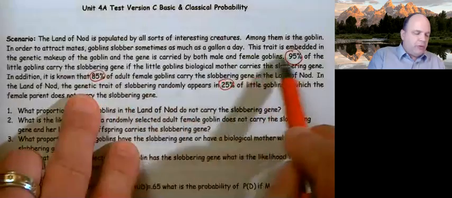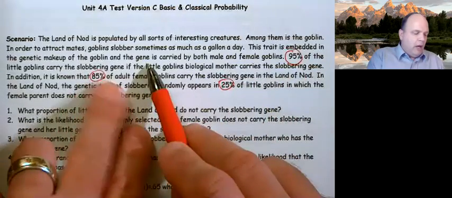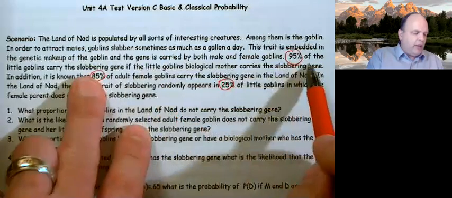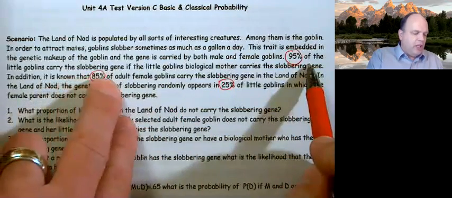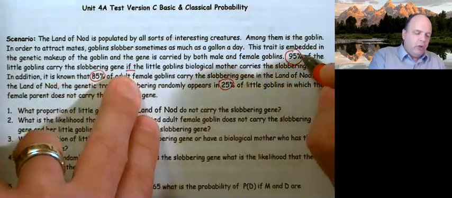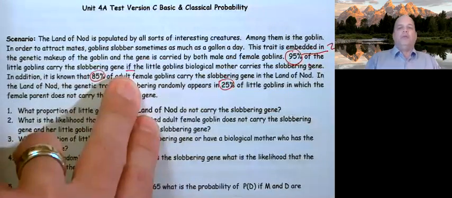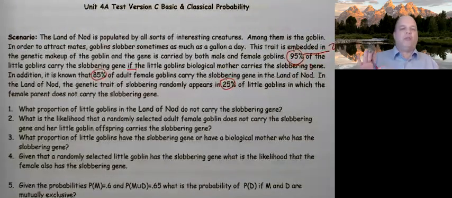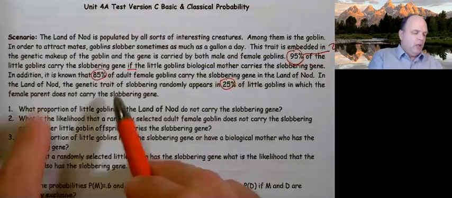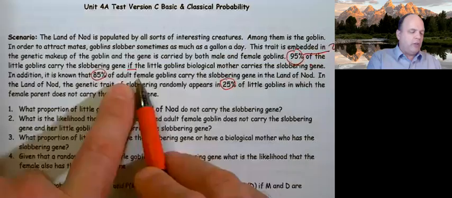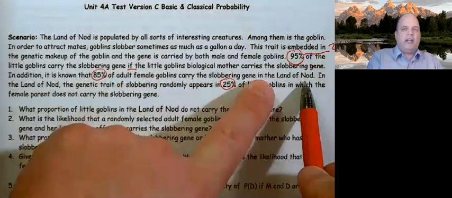So the trait is embedded in the... 95% of the little goblins carry the slobbering gene if this is a condition. As soon as this is a conditional, that makes it two variables, all right, because it's conditioned. The little goblin carries it if the mother does, so it's conditioned on whether or not, so it's conditional, two variables. In addition, it is known that 85% of adult females carry the slobbering gene in the land of Nod.